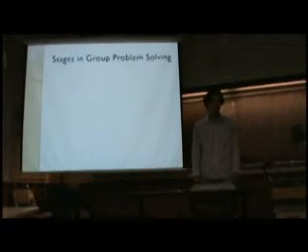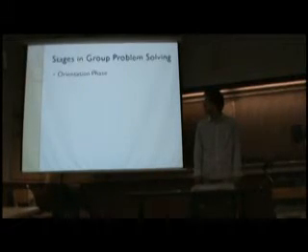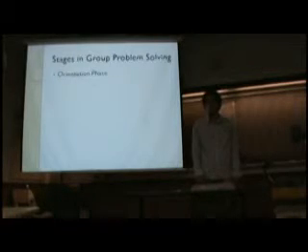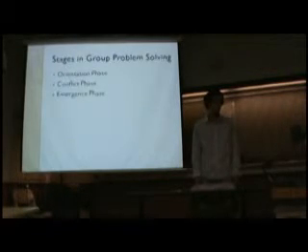Now that we've looked at some ways in which groups actually come up with the problem and the solution, we're going to look at how the group members work together. This is done through the stages of group problem solving. The first one is the orientation phase, then the conflict phase, the emergence phase, and the reinforcement phase.